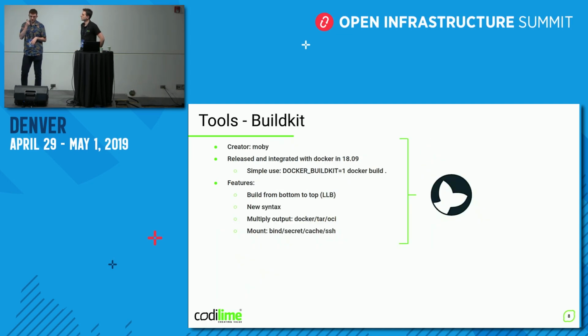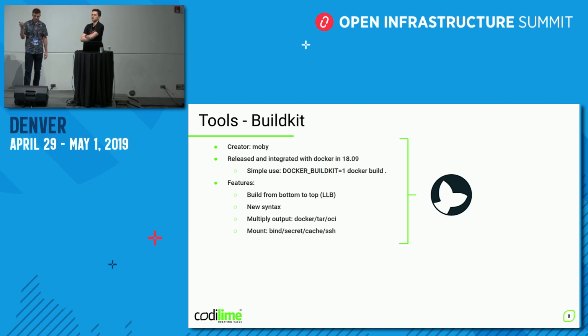The next tool is BuildKit. It was made by Moby and integrated with Docker in 18.09. You can very easily use it by setting DOCKER_BUILDKIT=1, then running docker build, and it will work fine for you.